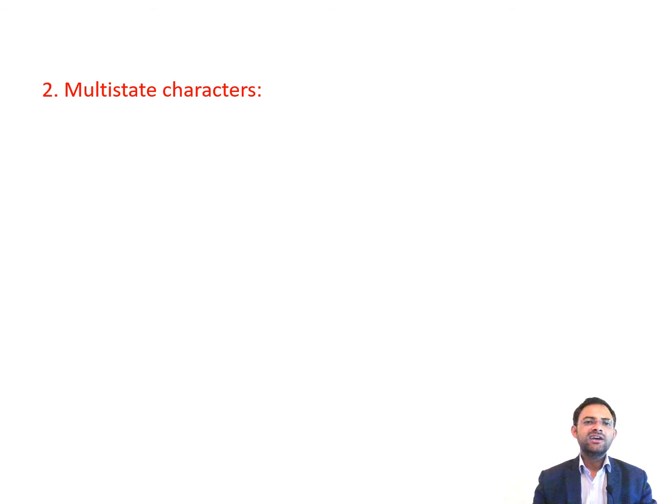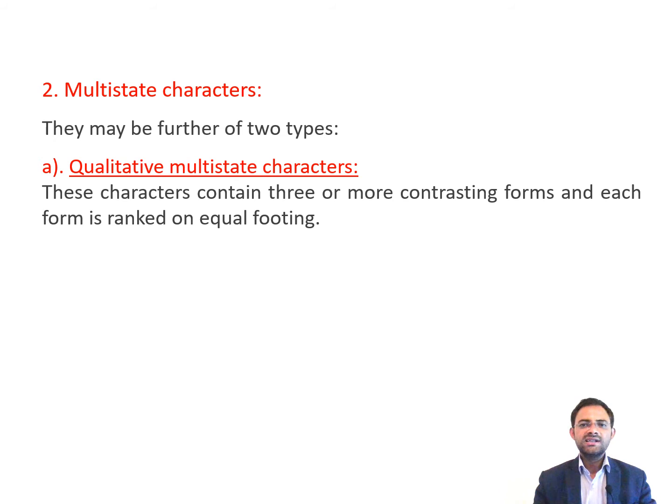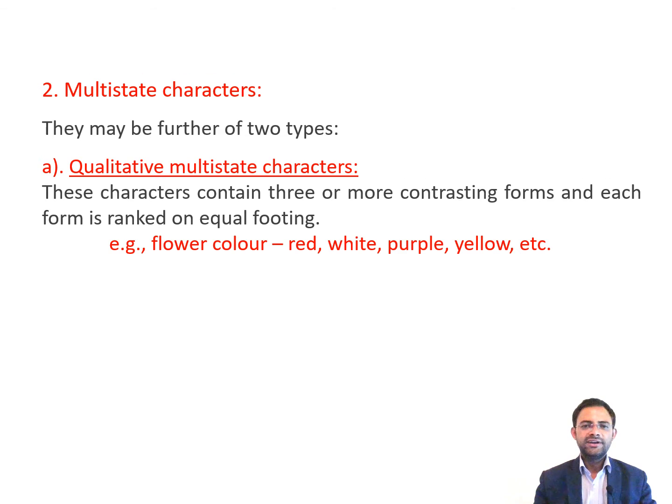The multi-state characters or attributes may be further of two types, the qualitative multi-state characters and the quantitative multi-state characters. Now the first one is the qualitative multi-state character. These characters contain three or more contrasting forms and each form is ranked on equal footing. For example, the flower color which can be in any number of states. It may be red, white, purple, yellow or of any color.